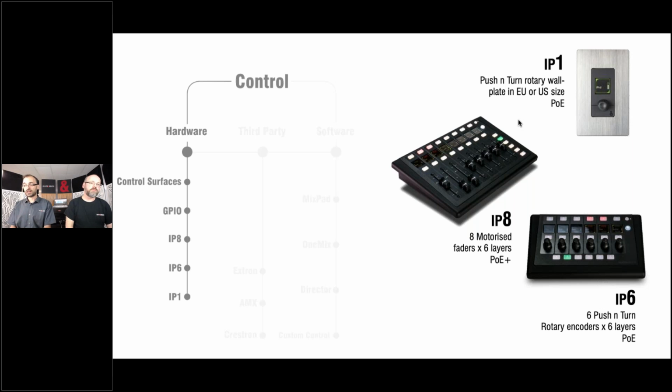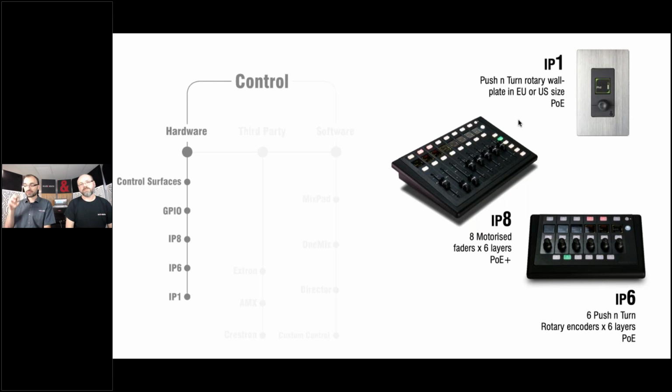The IP1 is a very simple and elegant wall plate controller. It comes in US or European variants to suit different gang box sizes, and Decora plates or Euroblock plates. So you can pick whatever finish you want for the plate. The controller module itself can be ordered in black or white.